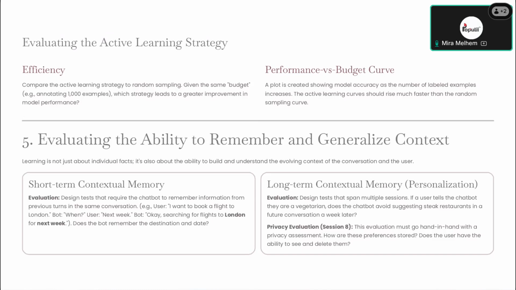Okay, so let's talk about evaluating the ability to remember and generalize context. Learning isn't only about knowing facts. Chatbots also need to remember context and understand conversations as they evolve. This includes both short-term memory within the same chat and long-term memory across different sessions. For short-term contextual memory, we test if the chatbot can remember details during a single conversation.